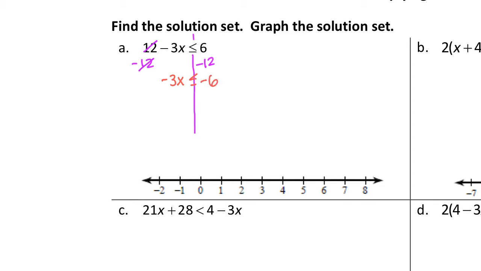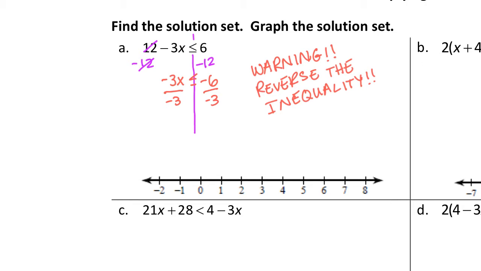Then, since it's negative 3 times x, I want to divide by negative 3. Warning, danger, warning. So this is a warning problem. Because I'm dividing by a negative number, I need to remember to reverse the inequality. So next, the 3's will cancel. I have x is now greater than or equal to positive 2.